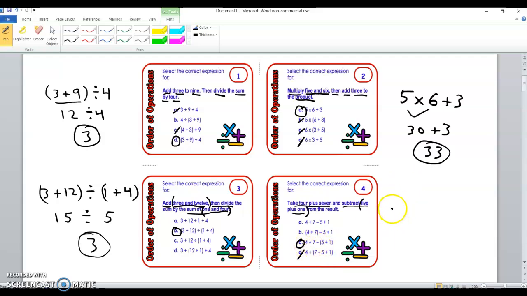So if we were to evaluate this, 4 plus 7 minus 5 plus 1. We can do the parentheses first. This is 6. So 4 plus 7 minus 6. This is going to be 11 minus 6. So we did that, and then 11 minus 6 is going to be 5.